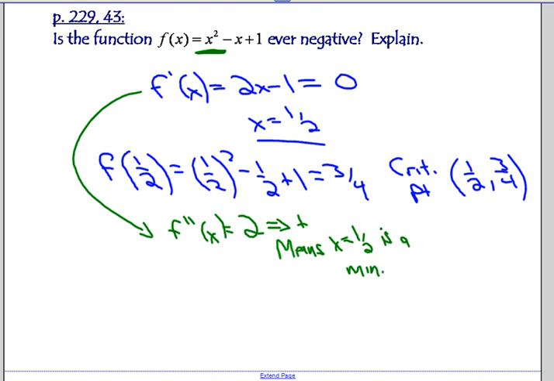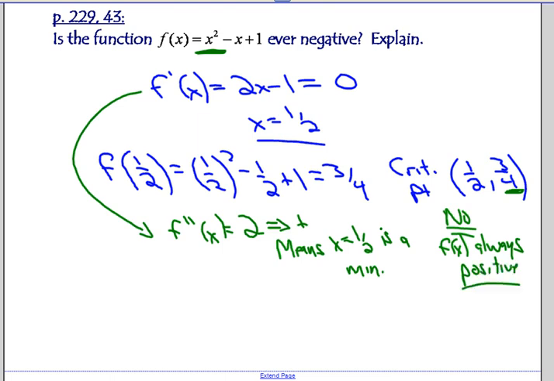Since I only had one critical point, since it's a min, I can say with all confidence, this function never gets less than 3/4. So to answer my question, is the function f of x equals x squared minus x plus 1 ever negative? I'll say nope. f of x is always positive. I can go a little stronger if I want. f of x is always greater than or equal to 3/4.